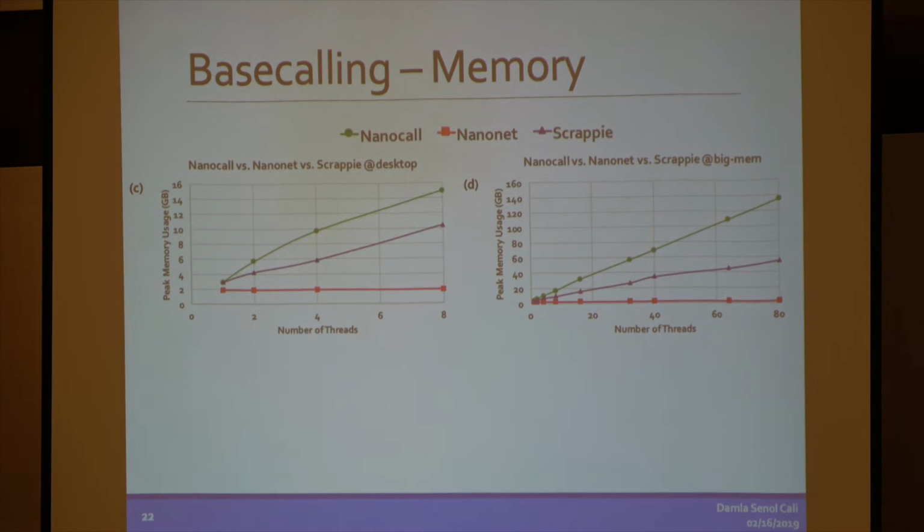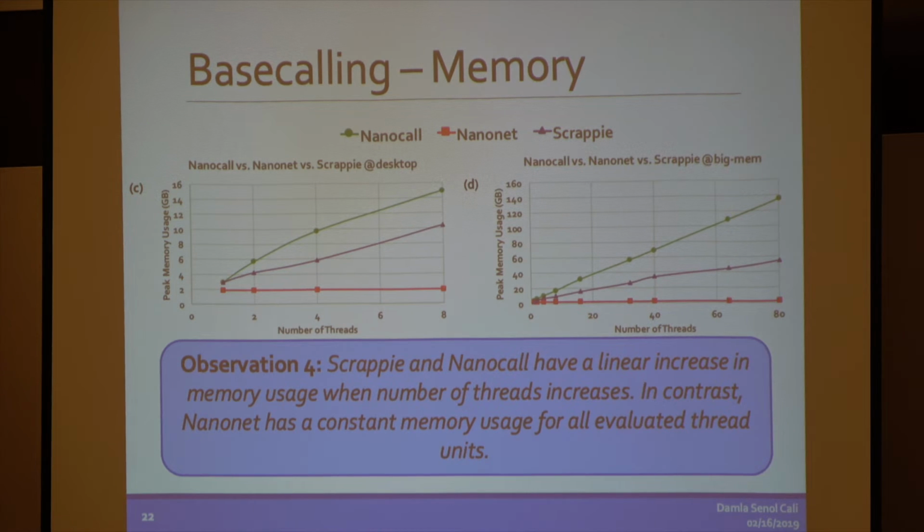When we compare the memory results for these three tools, we show that Scrappie and NanoCall have a linear increase when the number of threads increases, whereas NanoNet has a constant memory usage for all the evaluated thread counts. The reason is that in Scrappie and NanoCall, each thread is assigned a different set of reads to perform the basecalling, which increases the memory usage when we increase the number of threads. Whereas in NanoNet, computation is divided between the different parallel threads, so it's always constant. Even if we have, let's say, 80 threads, the number of reads processed is equal to the single-threaded version. That's why it's a constant memory usage.